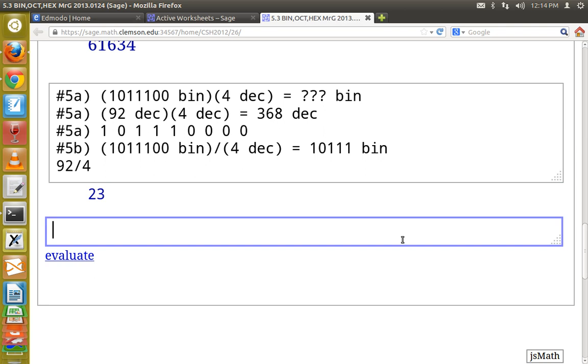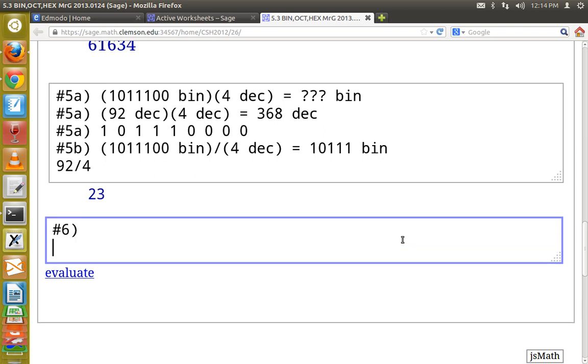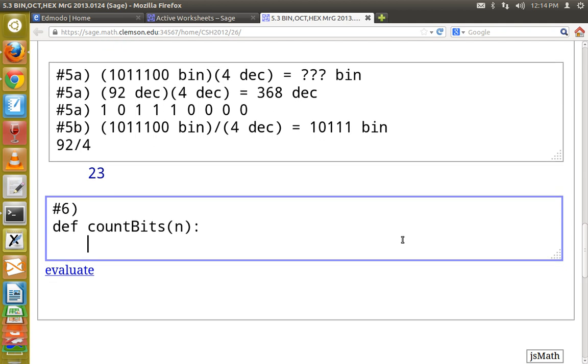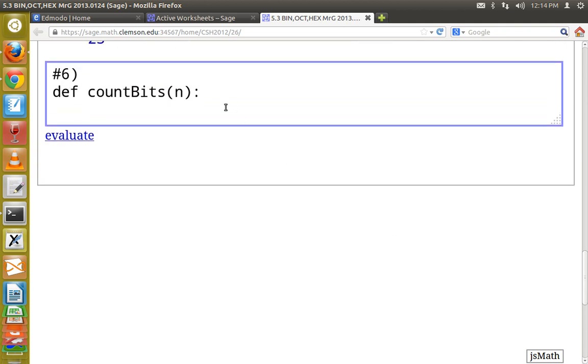All right, here we go. Number 6. Define count_bits of n. Colon, enter. Remember it automatically indents for you? Don't forget the colon. So what's a function? It's like a little piece of code, a mini program that you plug something into, and it calculates stuff and spits it out for you. Look, there's hints. Check the digits from right to left. In other words, from the ones place first, then the tens place, then the hundreds place.